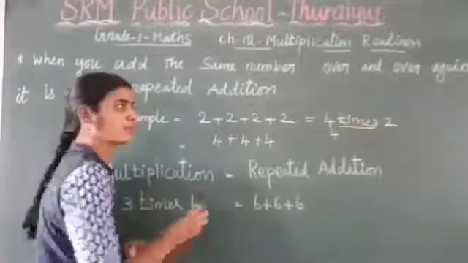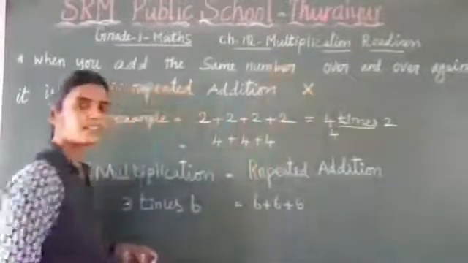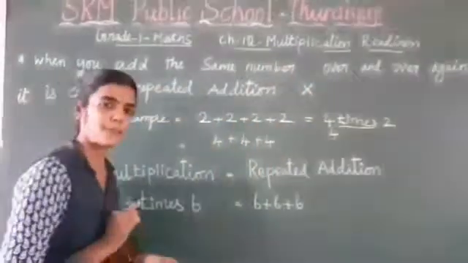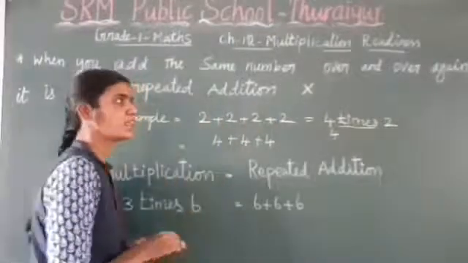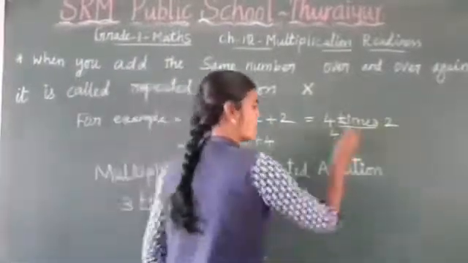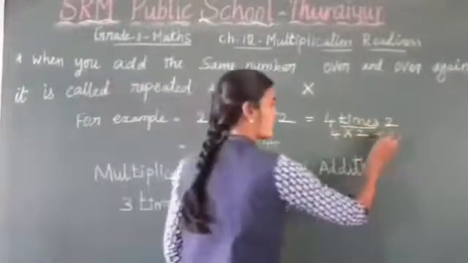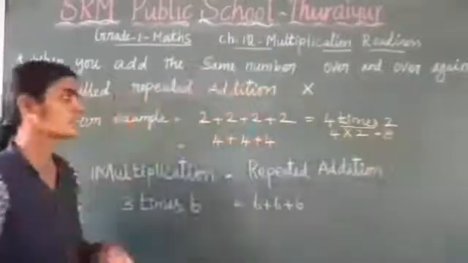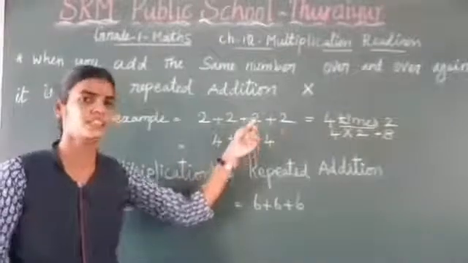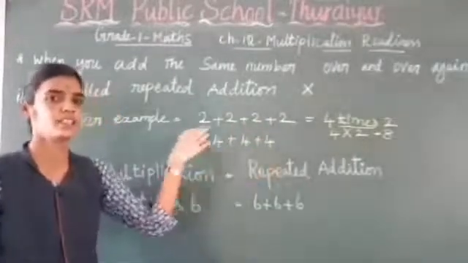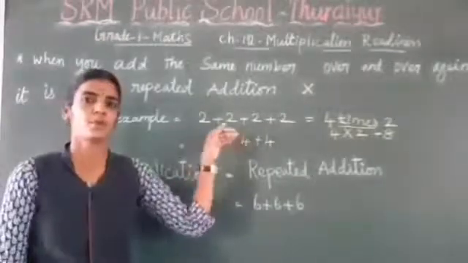What is the symbol of multiplication? This cross mark. This is called into. Yes, you know the addition symbol, subtraction symbol. This is one of the symbols for multiplication. So this symbol you have to use: 4 into 2. 4 2s are 8. How will you get the 8? 2 plus 2, 4. 4 plus 2, 6. 6 plus 2, 8. This is addition. We have to add the same number using the skip counting of 2.